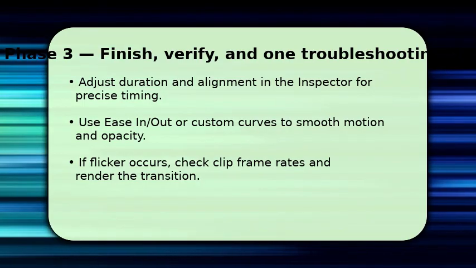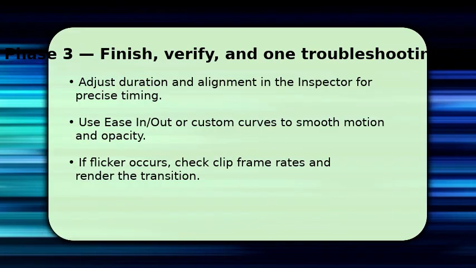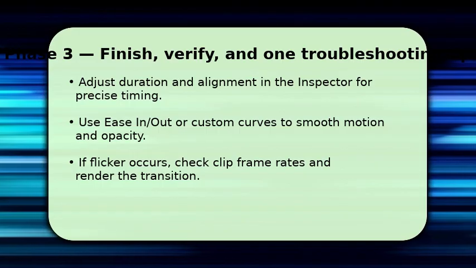incoming or outgoing clip. If the transition looks choppy, render the section and confirm both clips share the same frame rate and resolution. Mismatches cause flicker. If problems persist, replace the transition with a simpler dissolve to isolate the issue.